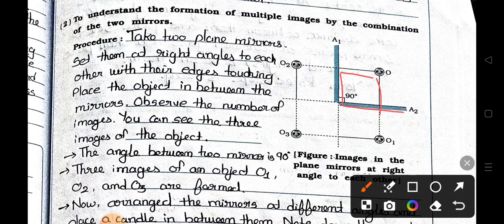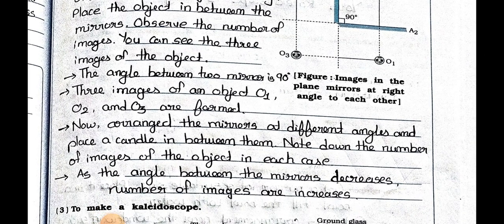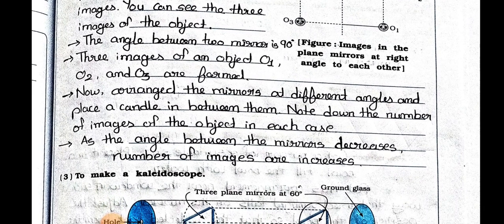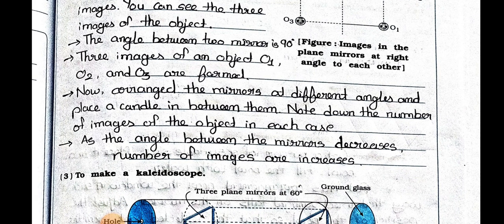You can see the three images of the objects. This one, and this one. The angle between two mirrors is 90 degree. Three images of an object O1, O2, O3 are formed.